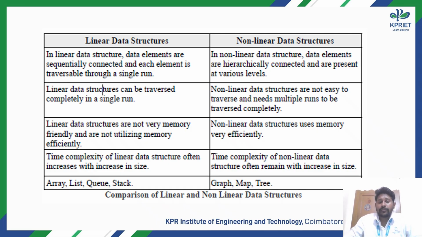The time complexity of a linear data structure often increases with the increase in the size of the elements, for example in an array or linked list. Whereas in non-linear, time complexity remains the same even with an increase in size. Examples of linear are array, list, queue, and stack. Here, graph, map, tree, as I said, heap, hash, everything.